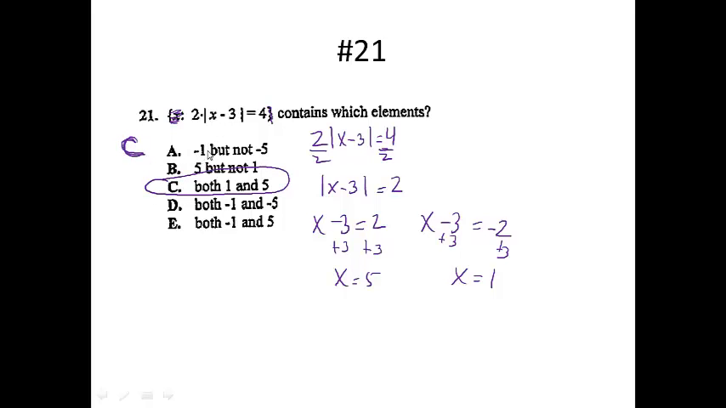Non-algebraically, I could just start plugging in solutions and see if they work. So I could actually put negative 1 in here and make sure I get the right answer and then find if negative 5 works or not. So I could go through each of these choices, plugging them in to see if they work.